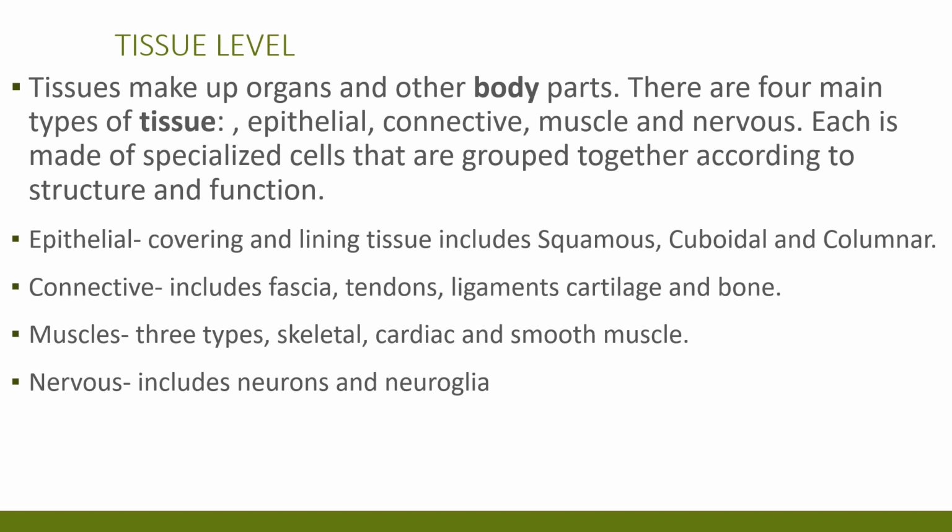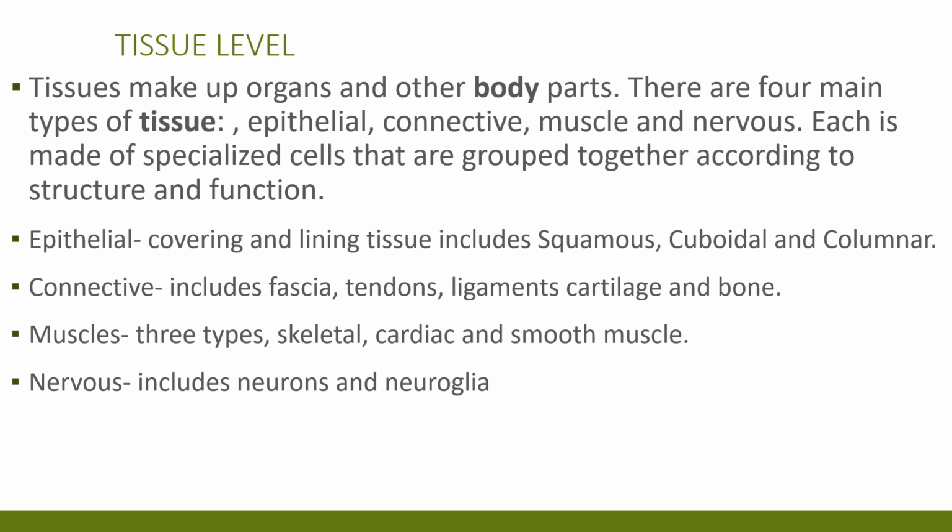When we talk about epithelial, it's the covering and lining tissue. I just gave you three basic types: squamous, cuboidal, and columnar. It has to do with the shape, but there's more to it. And then connective tissue includes things like your fascia, which is right underneath the skin and covering your muscles, your tendons, your ligaments, your cartilage, and bone. And believe it or not, even blood is a liquid connective tissue.